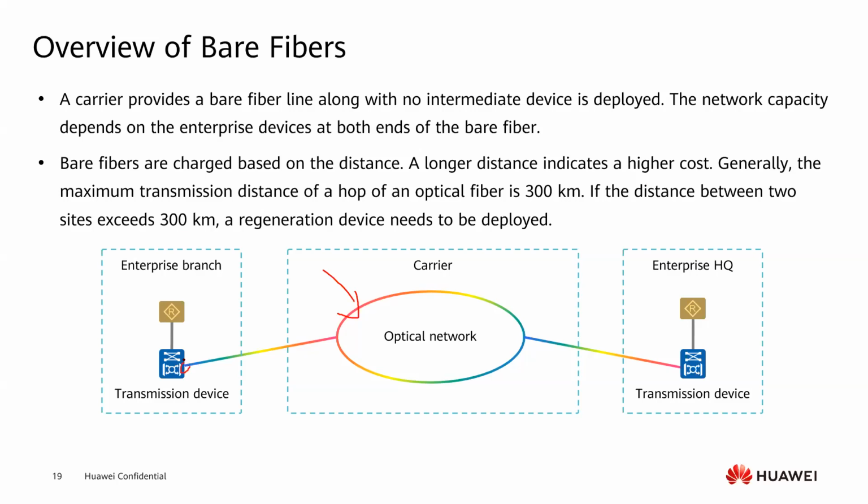The enterprises can put two transmission devices, like DWDM or maybe SDH, and then you will have different bandwidth. For example, SDH like 2M and DWDM maybe 400 gigabit. Okay, it all depends on the customer.